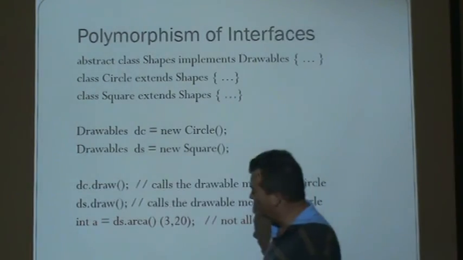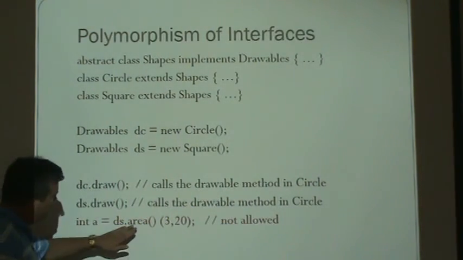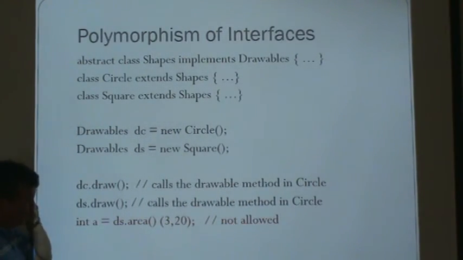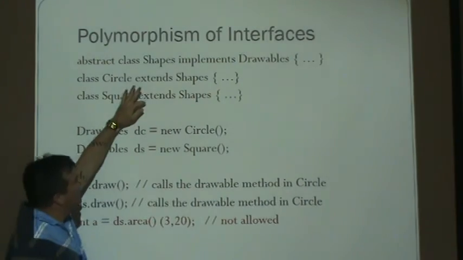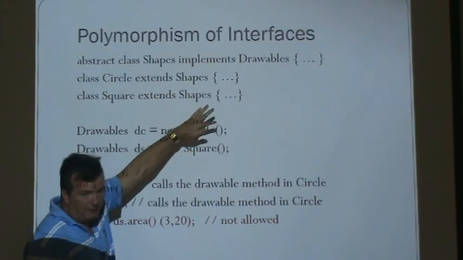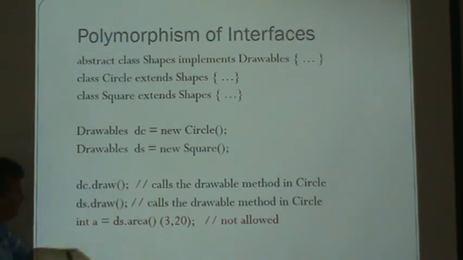So, in this case, suppose there was a function called area. What is the area of something? But it's not in the drawable interface. Let's say each one of these shapes has a method called area in it, but it has nothing to do with the drawable interface.